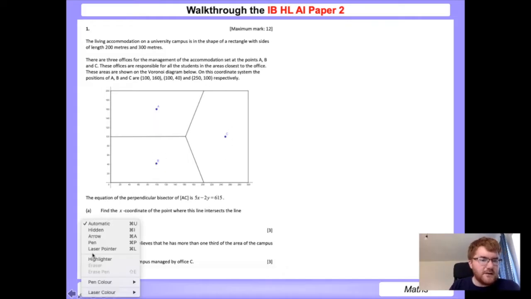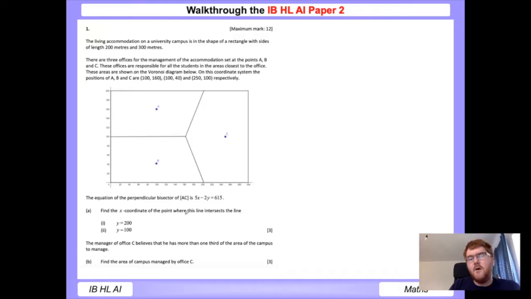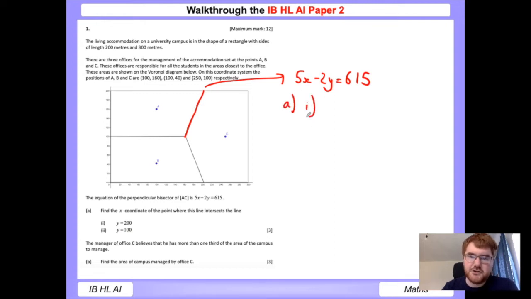And we're told the equation of the perpendicular bisector of AC is 5x minus 2y equals 615. Now AC, so it's going to be this line here that's represented, like so. So this is our 5x minus 2y equals 615. And we need to find the x-coordinate of the point where this line intersects the line y equals 200 and y equals 100. Nice warm-up question.